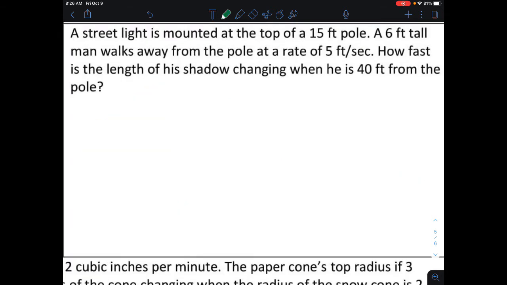All right, new problem here. A street light is mounted at the top of a 15-foot pole. A 6-foot tall man walks away from the pole at a rate of 5 feet per second. How fast is the length of his shadow changing when he's 40 feet from the pole?